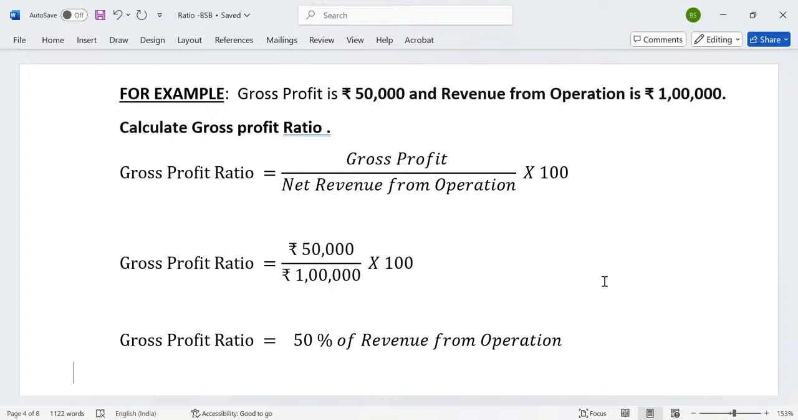Now we are calculating one ratio. Which ratio? Gross profit ratio. Gross profit ratio is equal to gross profit divided by net revenue from operation into 100. That is 50,000 divided by 1 lakh into 100, which is equal to 50% of revenue from operation. So now we have calculated one number, that is ratio, 50%. When this ratio is calculated by taking both the variables from the statement of profit and loss, it is called statement of profit and loss ratio.